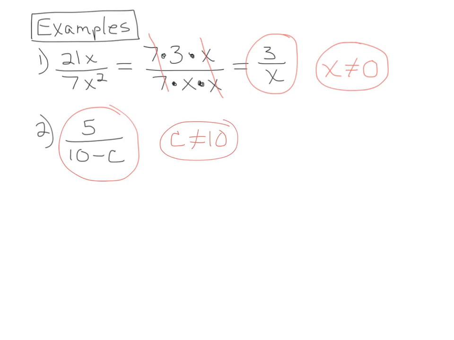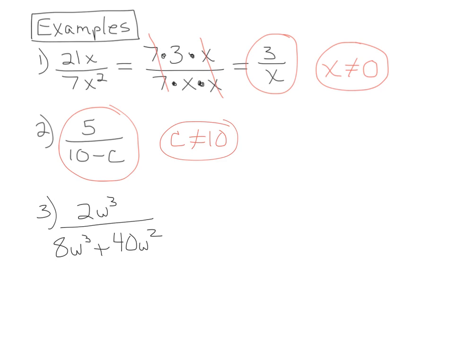All right, let's try our third problem. Let's go 2w to the third all over 8w to the third plus 40w squared. Okay, don't just start canceling. You cannot cancel until it's multiplication, and that's why you have to factor. When you factor things, you're putting them in lots of different multiplied terms.